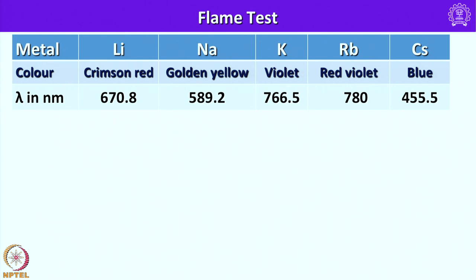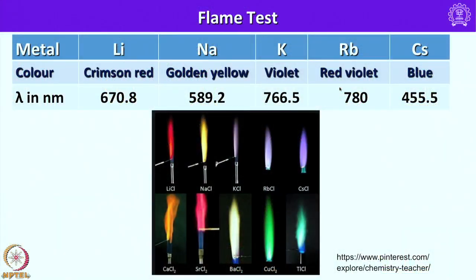So, it is a characteristic test we perform to identify these alkali metals in a given salt. And you can see here the different colors I have mentioned: crimson red, golden yellow, violet, red violet, and blue color, respectively for lithium to cesium.